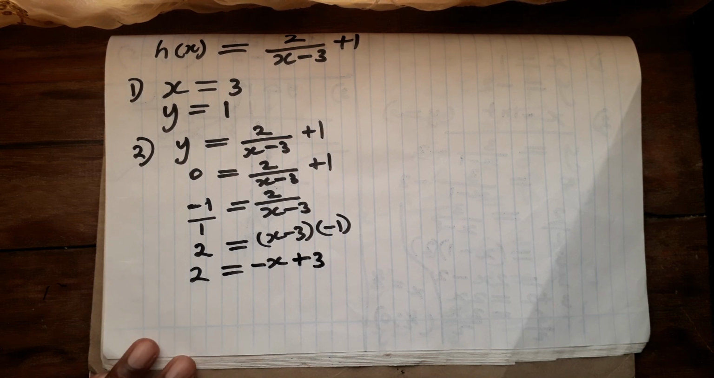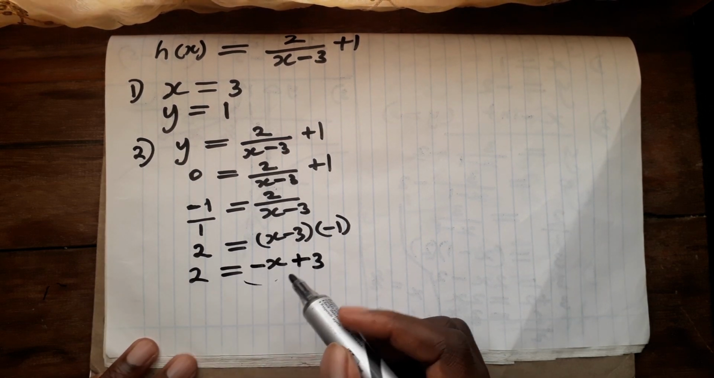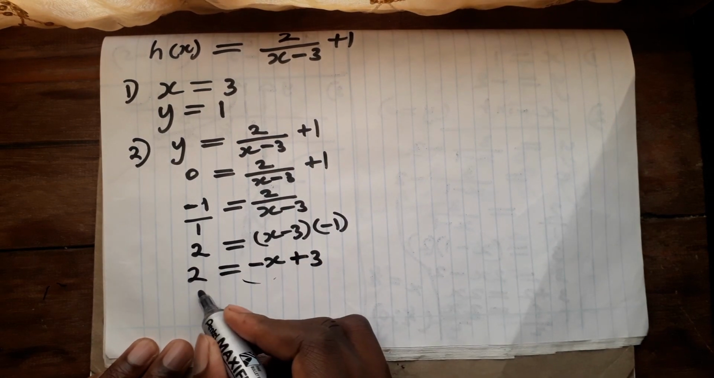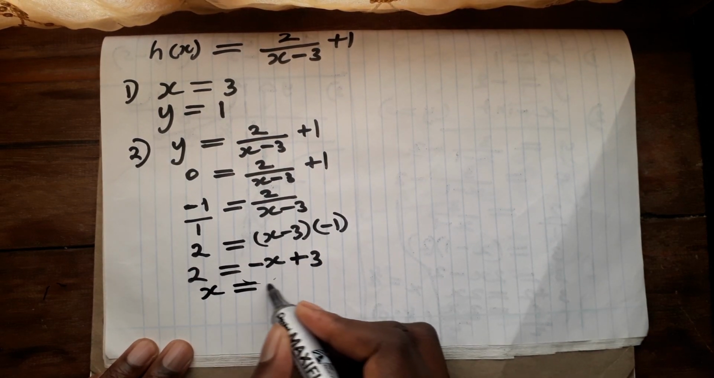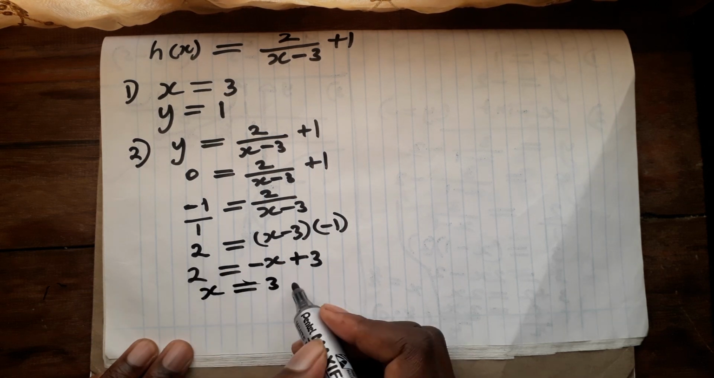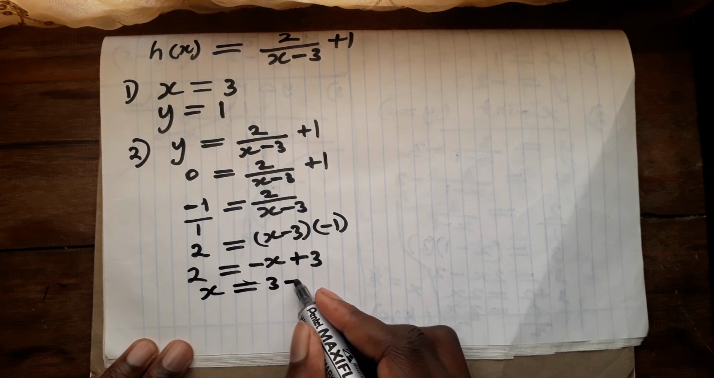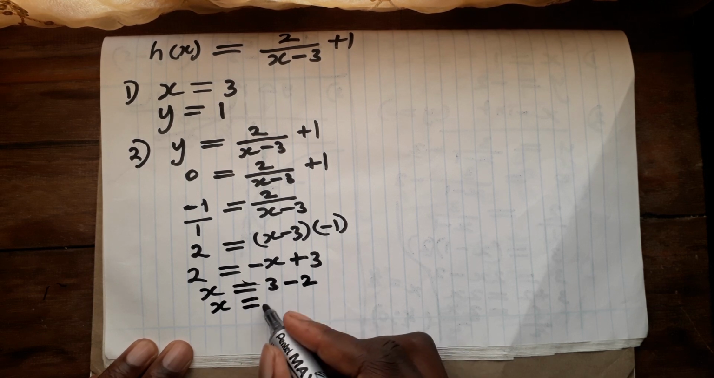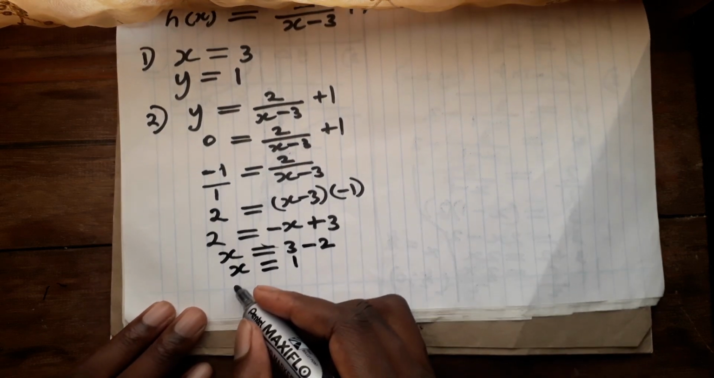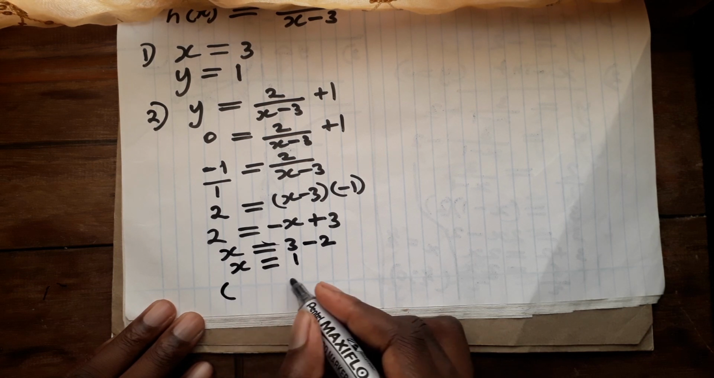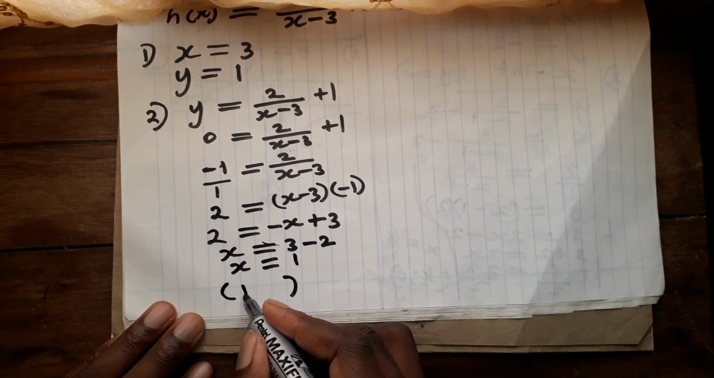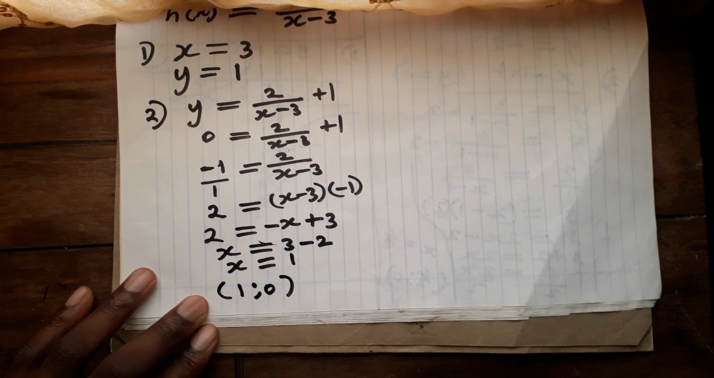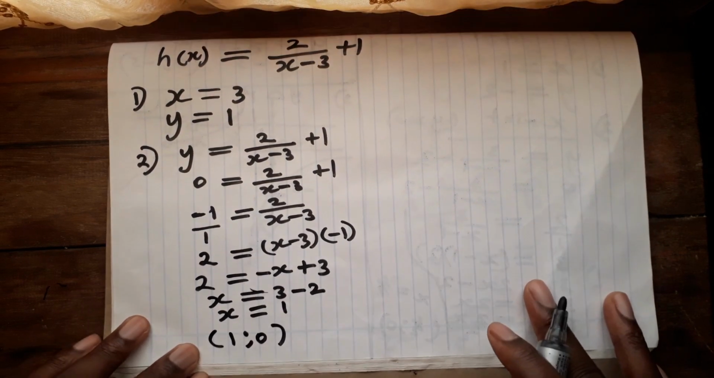And then we want to make x positive. Let's take it to the other side and take 2 to this side. X is going to be positive here, and then here we have 3. Then we take 2 to the other side, it's going to become negative 2. Then x is equal to 3 minus 2 is 1, which is going to give us the coordinate of the x-intercept as being 1 and 0. Just like that. Simple and short.